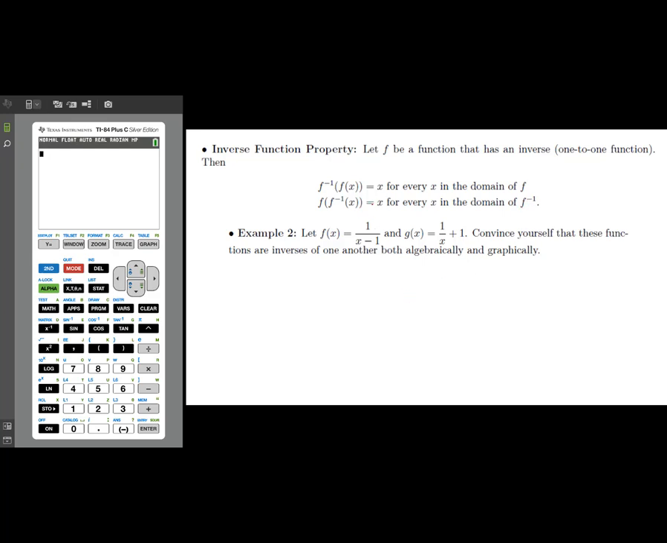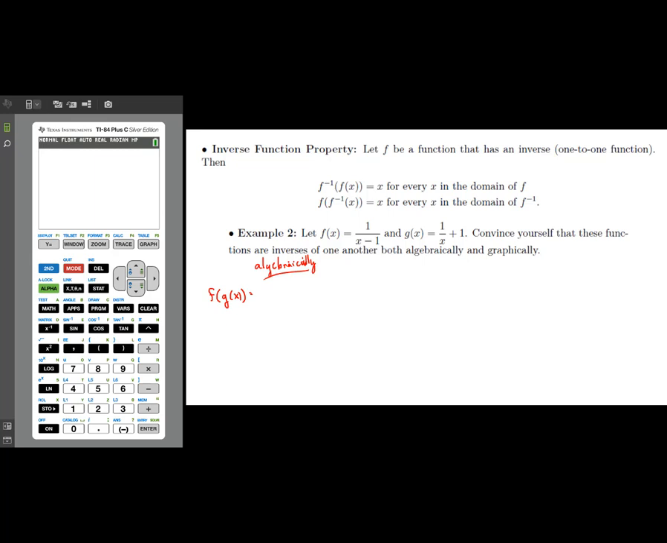So that's actually a way, this inverse function property is a way of checking to make sure that two functions are in fact inverses of one another. So in example 2, it asks us to convince ourselves that these functions are inverses of one another, both algebraically and graphically. All right, so algebraically, that just means that the inverse function property should hold. So all I'm going to do is go ahead and do the composition of these functions. So first of all, let's do f of g of x.